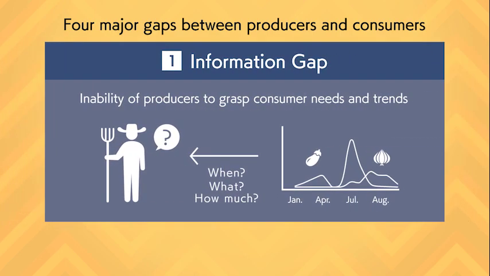The information gap refers to the inability of producers to grasp consumer needs and trends. Producers have limited opportunities to understand what crops should be produced, when, in what quantities, for what price, and from which production area to which consumption area those crops should be transported.